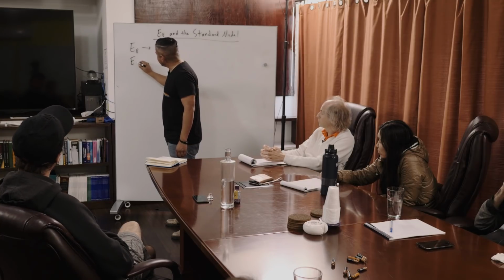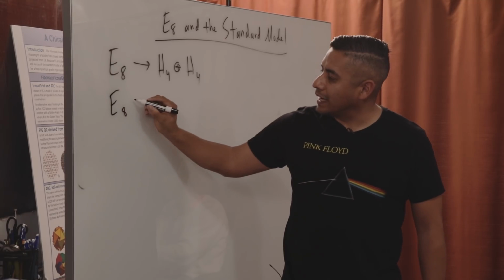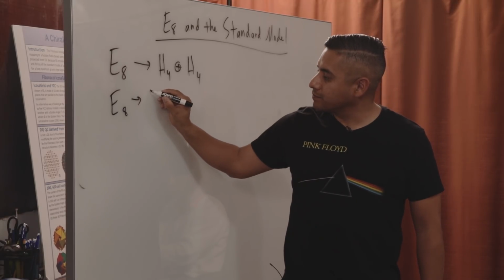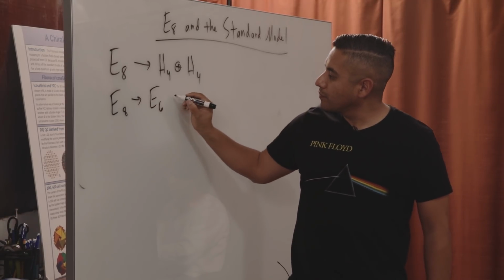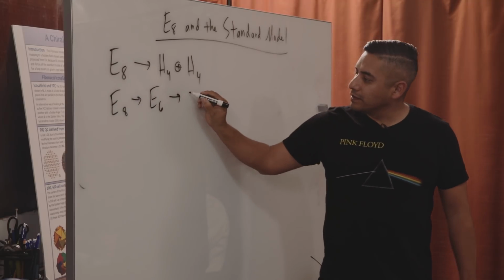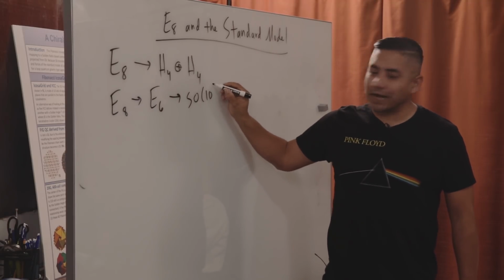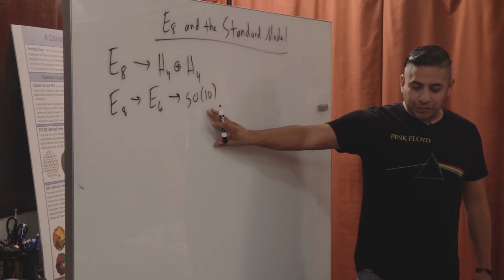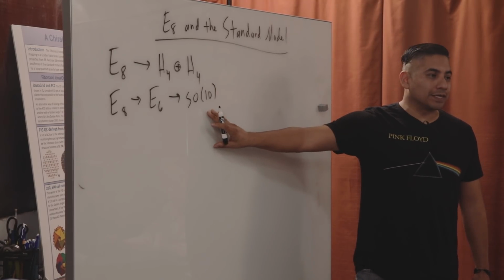So we can go down from E8, break down to E6, and then go to an SO10. This is more of a grand unified theory approach, but grand unification, you saw, had issues with proton decay.